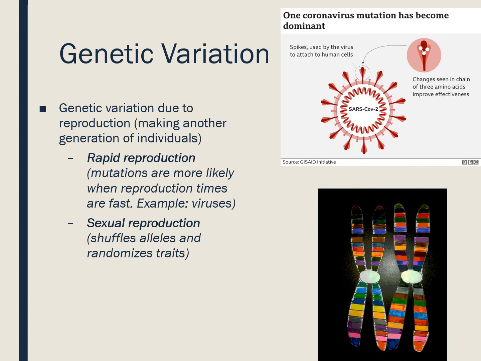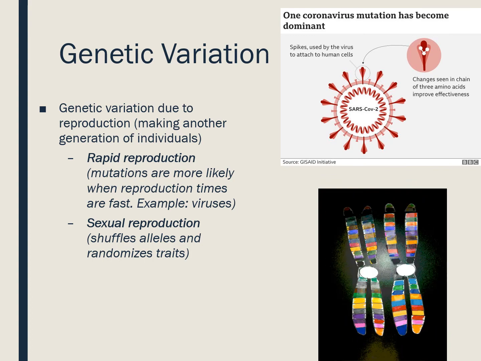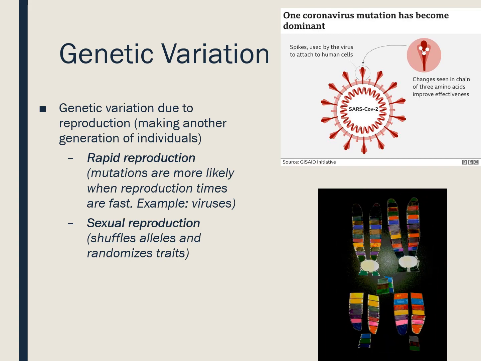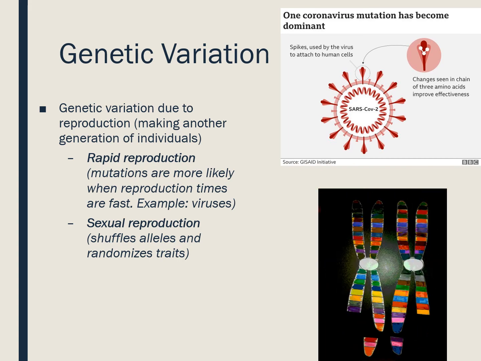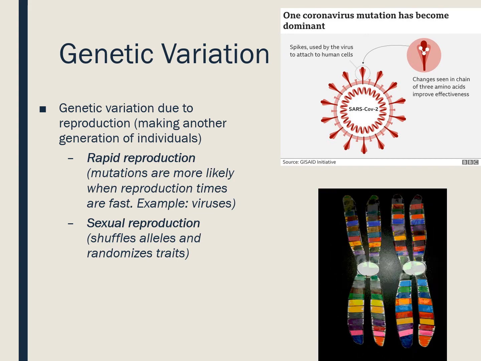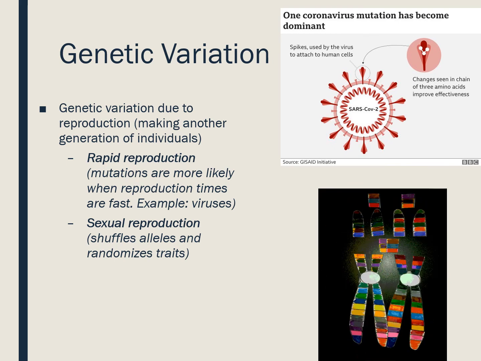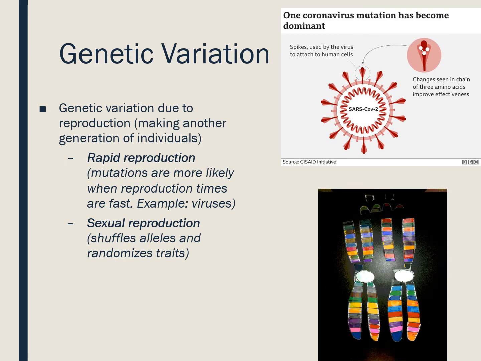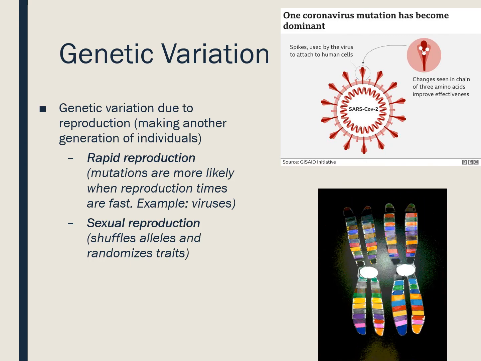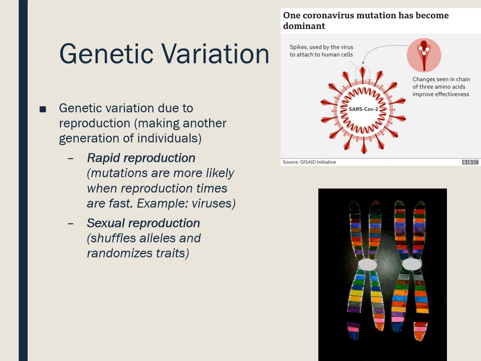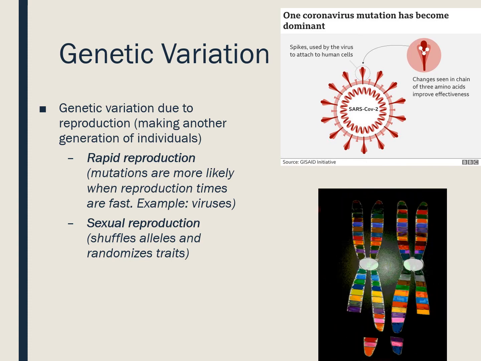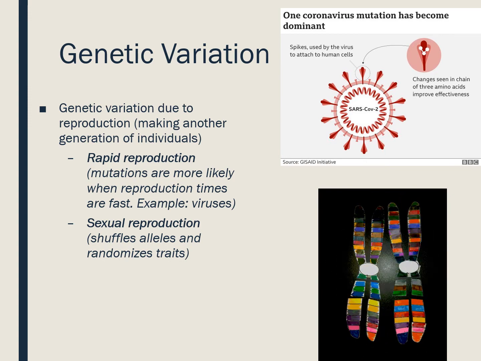This is also why you need to get a flu shot every year, because the flu mutates very quickly, and so every year it's a new strain, so we have to get a flu shot every year. Also, sexual reproduction: you can see in that little GIF at the bottom, the chromosomes switching off. Whenever your mom and dad's chromosomes came together, they were able to switch off genetic material to put together a new series of alleles to create you, and it randomizes traits.